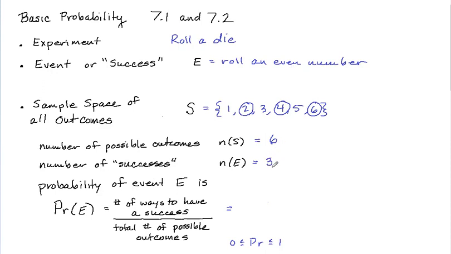So the number of the event, the number of ways the event can happen, is 3. So the probability of rolling an even number would be 3 successes out of 6 total possible. WebAssign will take it as 3/6, but you can reduce it down to 1/2. That's fine. Now, as a decimal, that is 0.5 and it doesn't repeat. It's a terminating decimal, so any of those would be accepted in WebAssign.